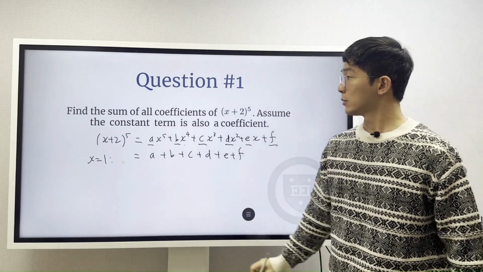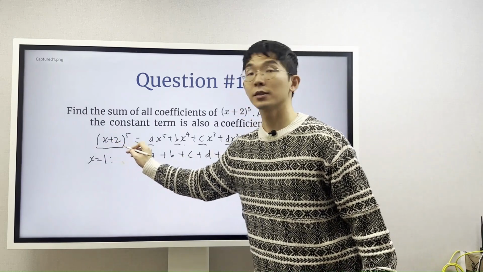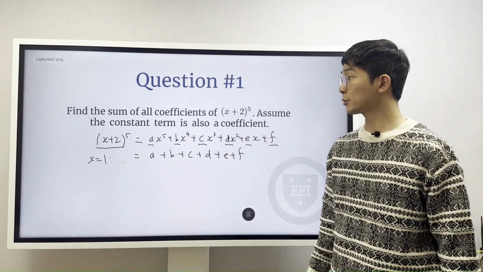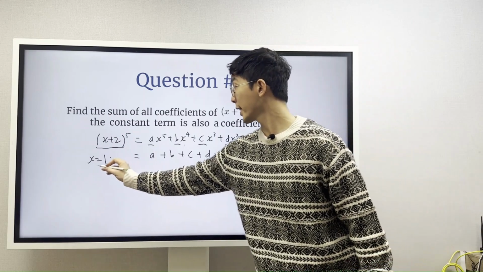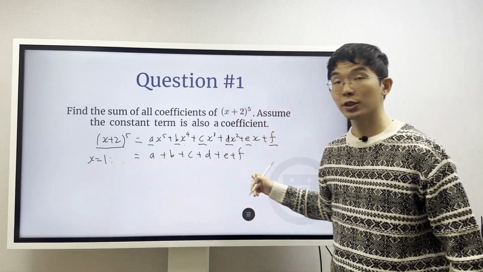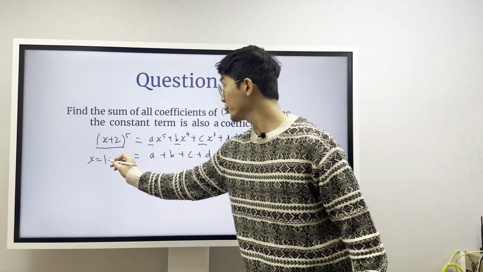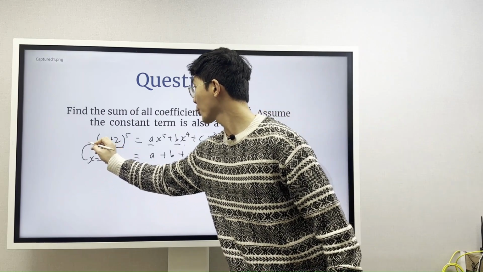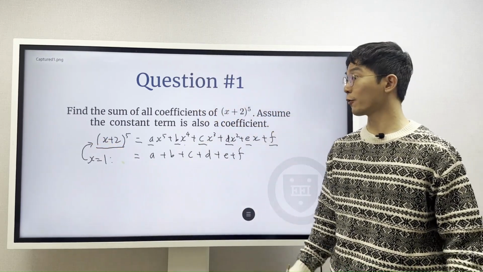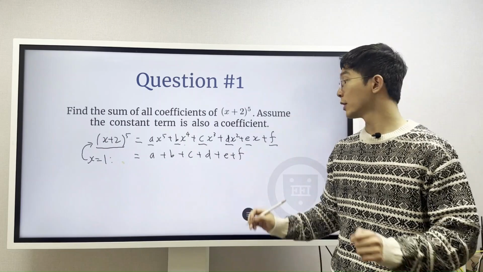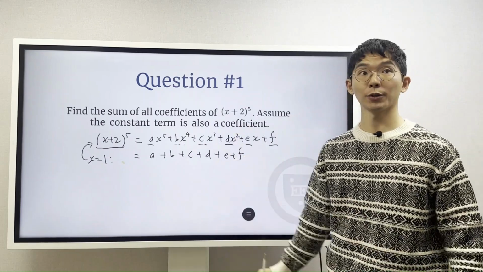Now, let's take a look at this here. We start off with (x + 2)^5, and we set x equals 1, which gives us the sum of the coefficients. So all we really need to do is take our original function (x + 2)^5 and plug in x equals 1. And that would give us the sum of all coefficients.